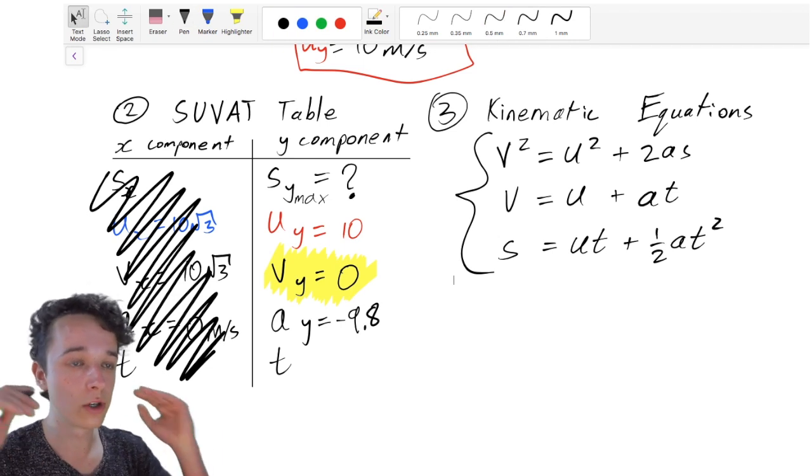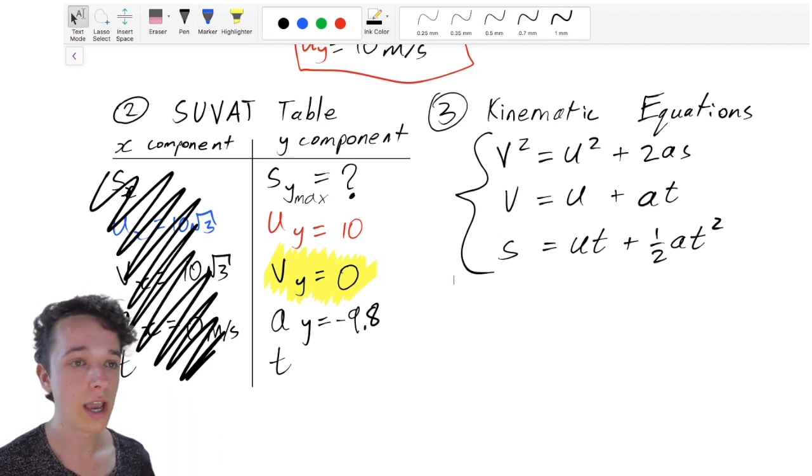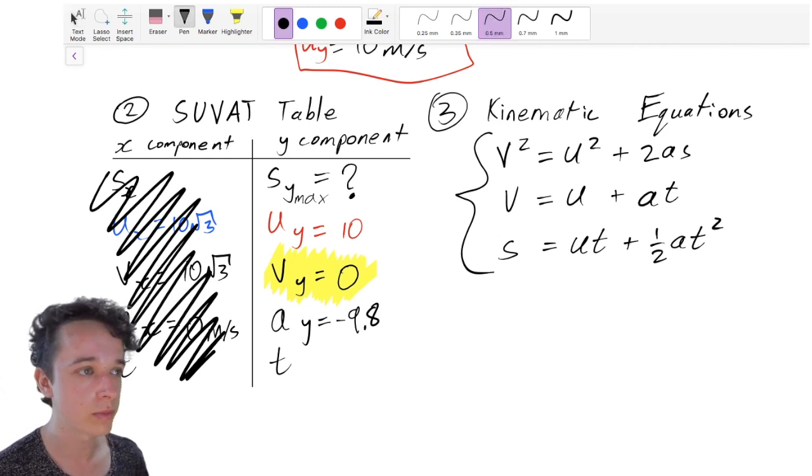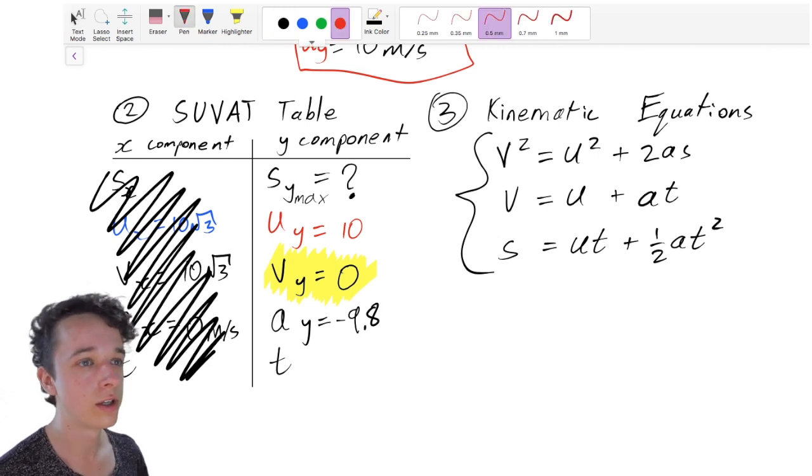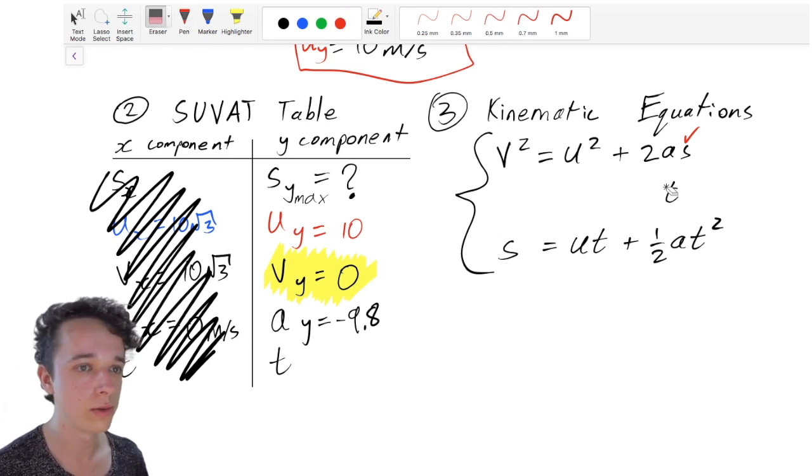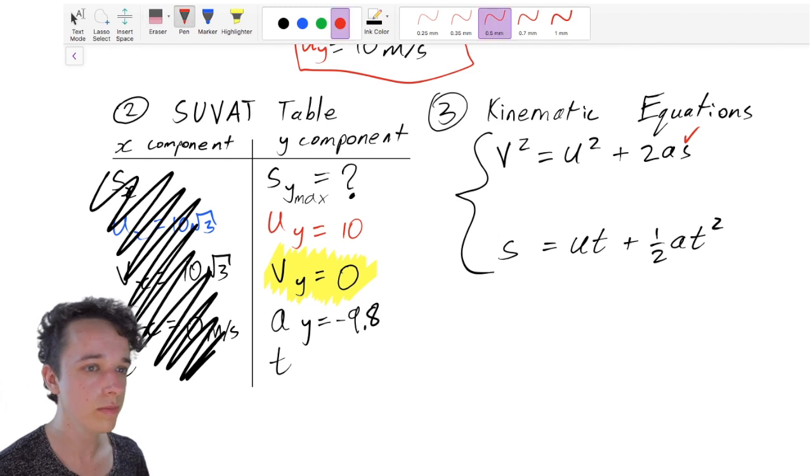Now what we're going to do is go through each of these equations and find out which one we're going to use. So first of all, the equation that we use needs to have an s because that's what we're trying to find. We're trying to find the displacement s. So let's see. The first equation, does it have an s? Yes, it does. The second equation, does it have an s? No. So we ignore the second equation. The third equation, does it have an s? Yes, it does. So these are our 2 potential equations.